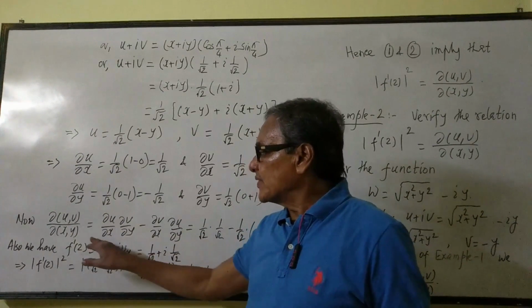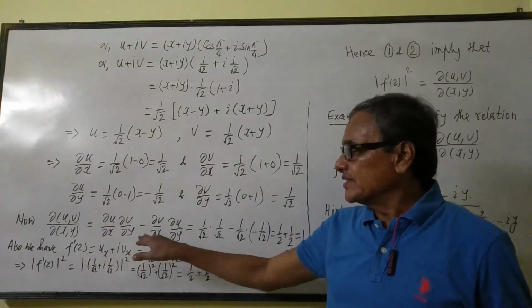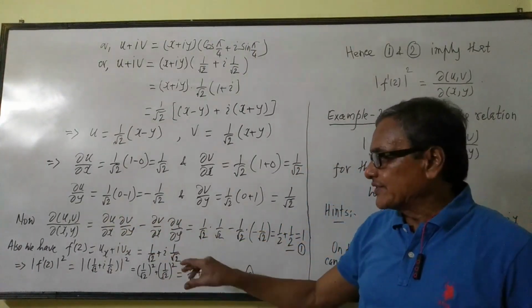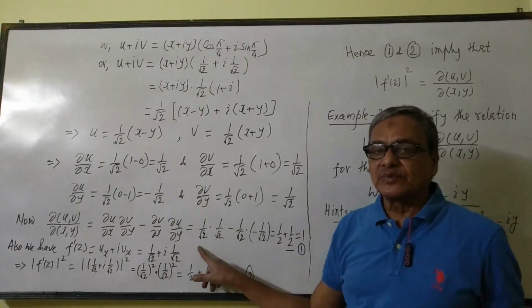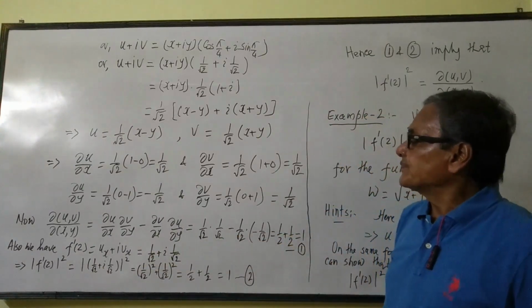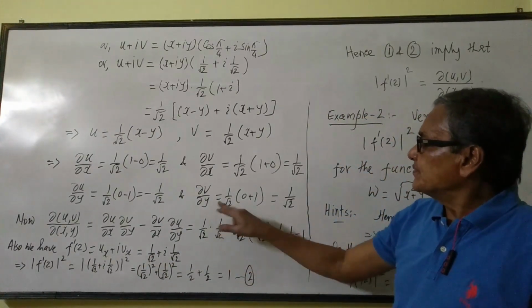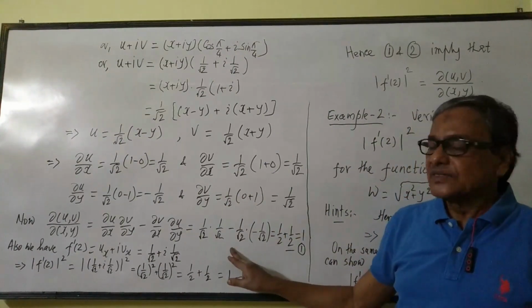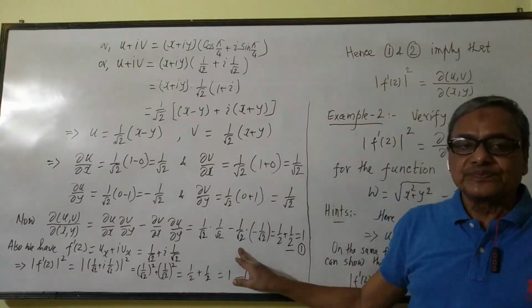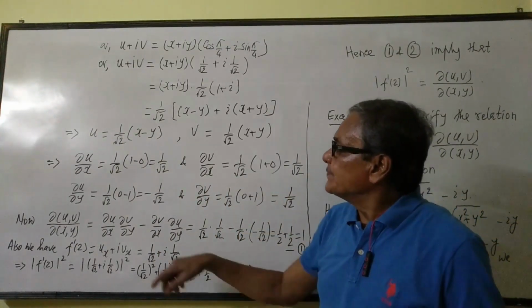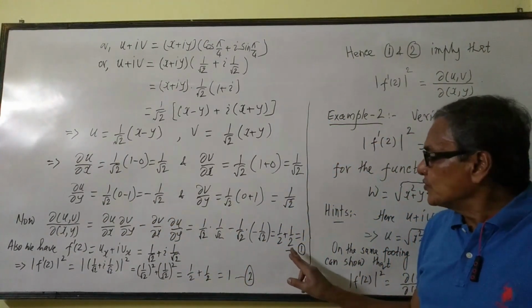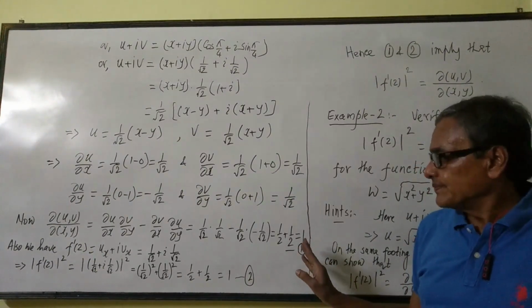Now del u v upon del x y is equal to del u del x del v del y minus del v del x del u del y. Now you put all the values of all these partial derivatives. Del u del x is 1 by root 2, del v del y is also 1 by root 2, minus del v del x, which is 1 by root 2, and del u del y, which is minus 1 by root 2. So finally it is 1 by 2 plus 1 by 2, that is equal to 1.